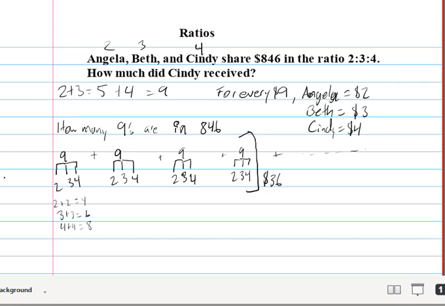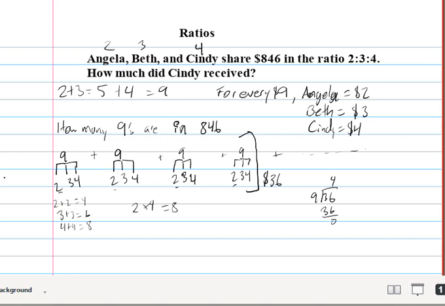How would I figure it out? I would say, all right, how many nines in 36? 9 going into 36, how many times? I know that's 4 times, right? So if I want to figure out how much Angela got, that'd be 2 times 4, and that'd be $8, right? Which makes sense. 2, 4, 6, 8.